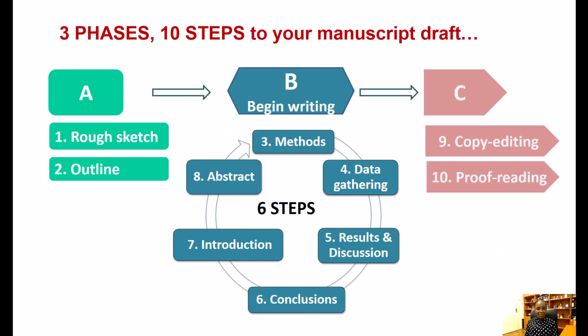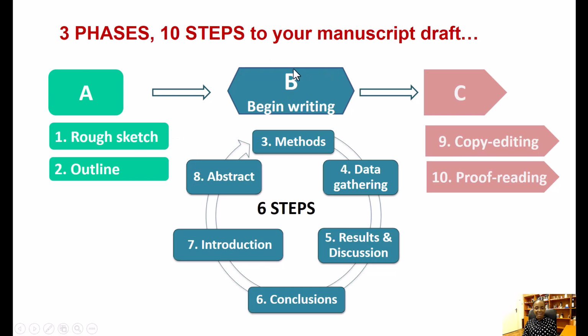And so here I present a summary of the three phases: phase A, activate; B, begin writing; and C, correct. And then the 10 different steps that I follow. The first step is the A, which is activate. I usually prepare a rough sketch, then I make the outline. So these two steps help me to get unstuck and to start writing.